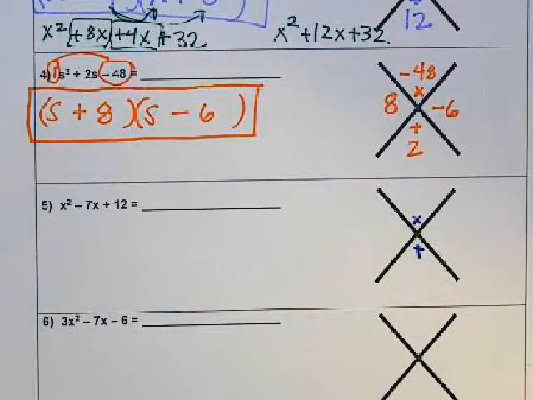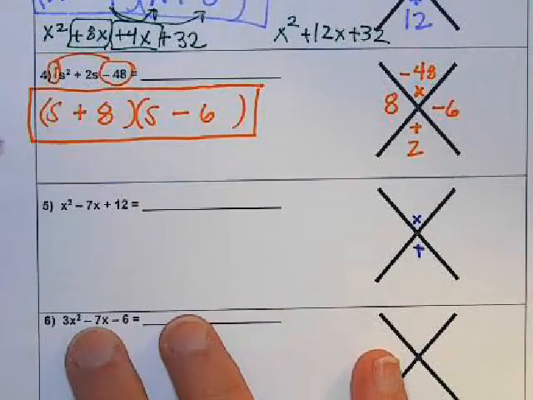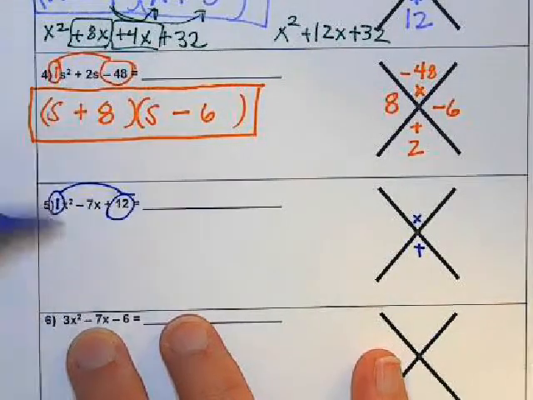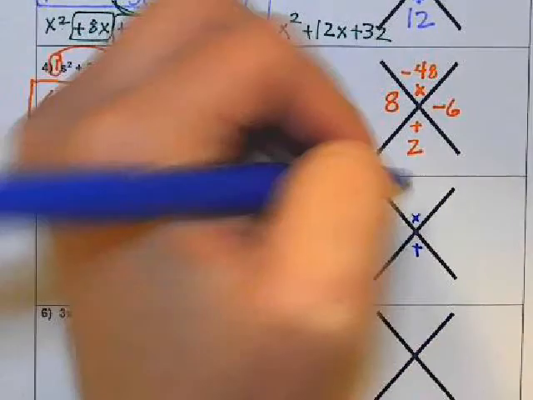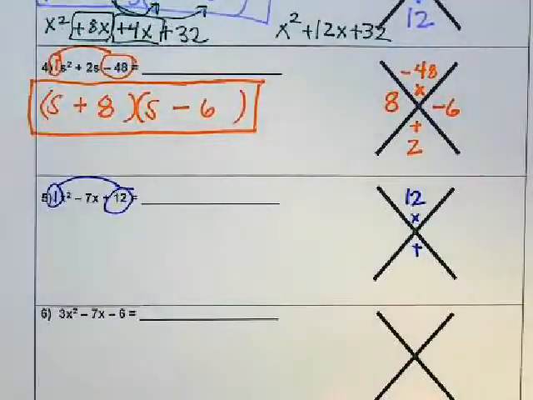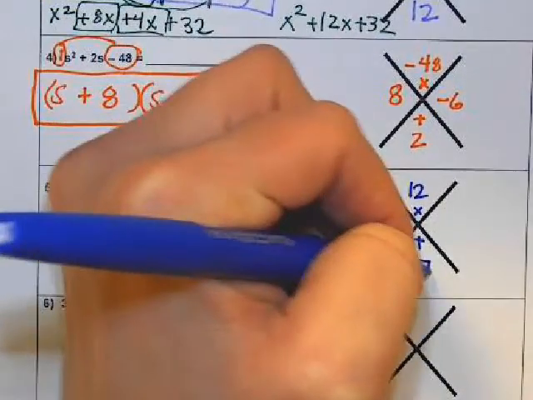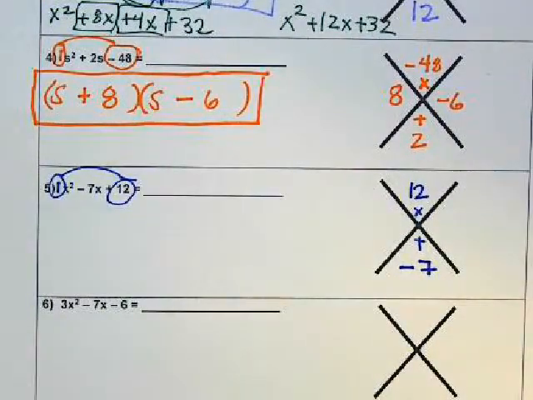How do I find the top number? First times last. So 1 times 12, 12. How do I find the bottom number? The middle, which is negative 7. Got to go find the 2 sides.